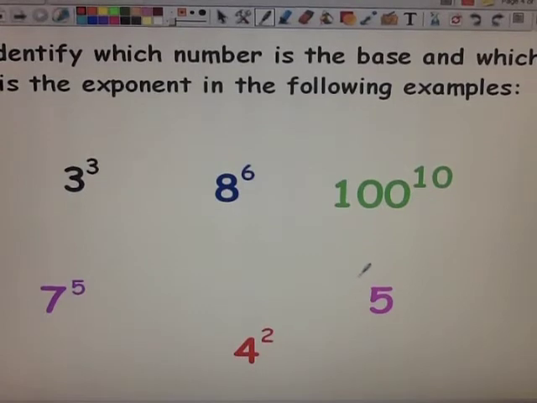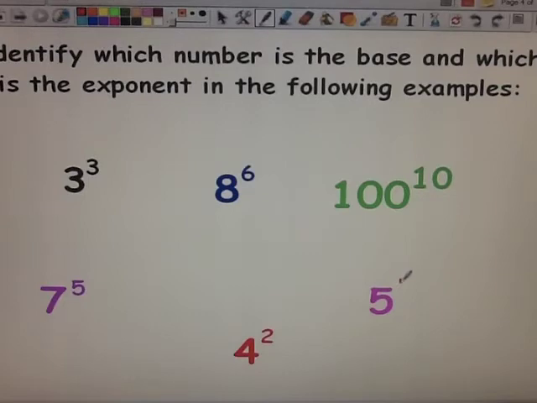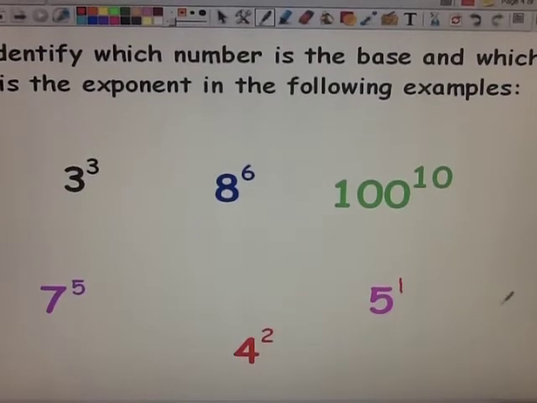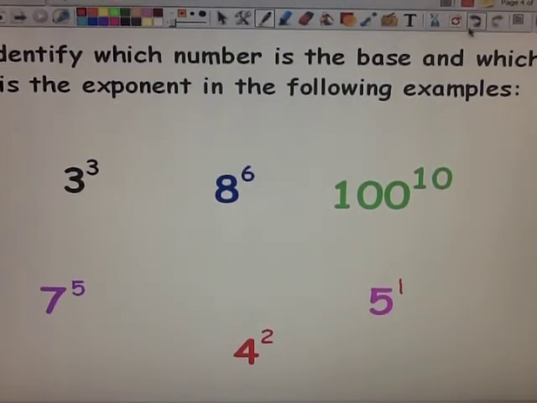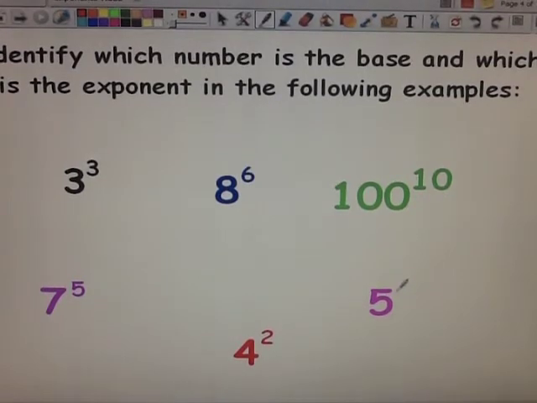Remember, we write the numbers, the factors, however many times the exponent says. So if I have an exponent of 1, how many times am I going to write the 5? Just once. It's just plain 5. Okay? So even though you don't see the exponent, it's really a 1. It's just invisible. It's the invisible 1 exponent.